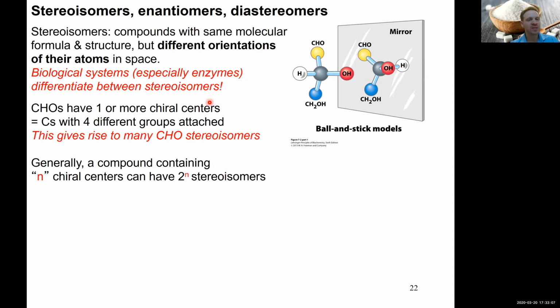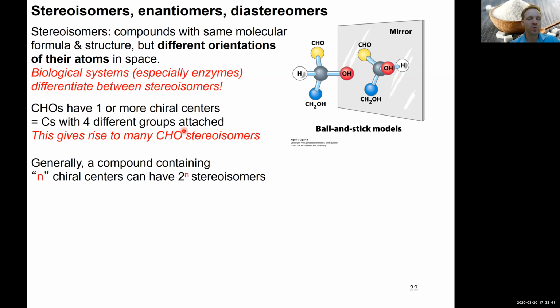What's a chiral center? It's essentially a carbon with 4 different groups attached to it. I try to illustrate it here on the right. Here's your carbon in gray. You have in yellow here another aldehyde group attached to it. In red, you have a hydroxy group. Then you have in blue an alcohol and a hydrogen. So this is a carbon with 4 different constituents, making it a chiral center. If it would, for example, have another hydrogen here instead of the alcohol, it would not be a chiral center anymore.